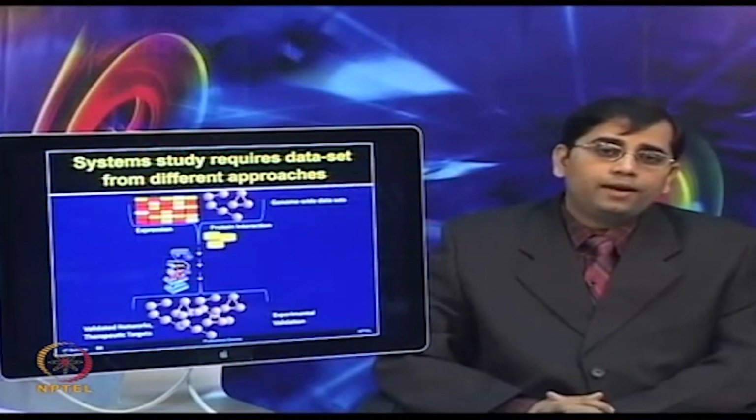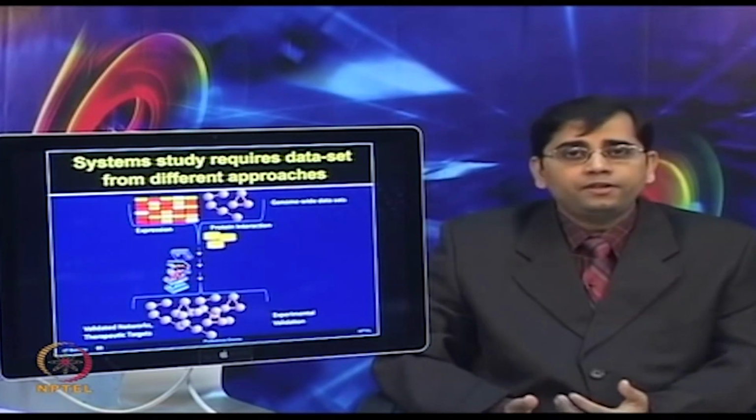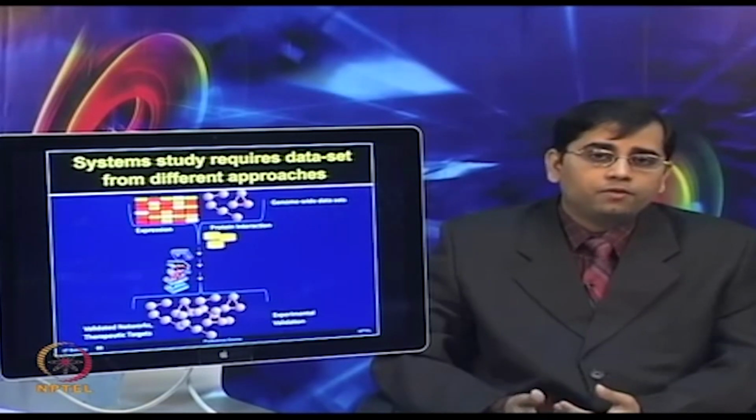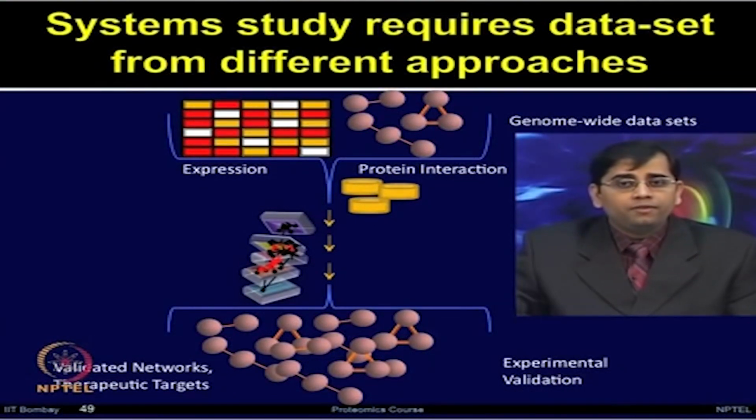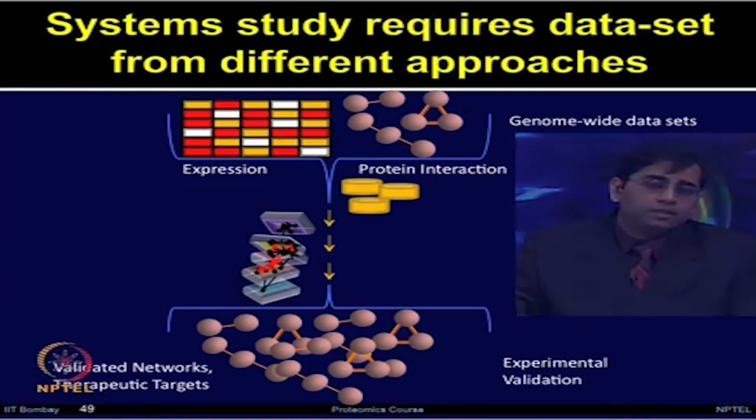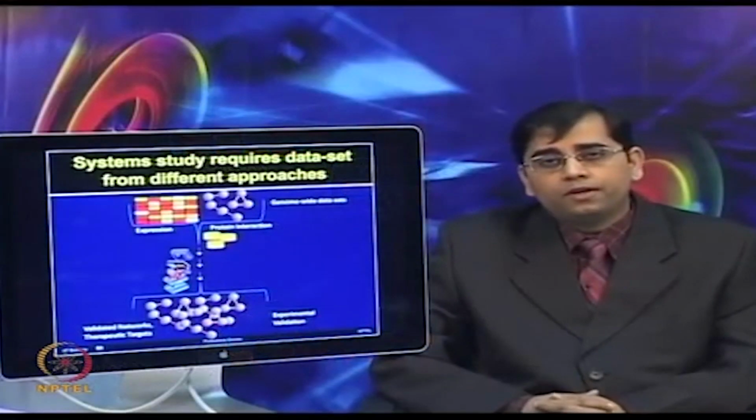The system study requires obtaining data sets from different approaches and analyzing them. For example, as shown in the slide, the genome wide data sets can be derived at the genome level and looking at the expression of the different transcripts, or at the proteome level looking at different types of protein interactions. These data sets can be stored in the clinical databases, and also can be mined from the literature by manual curation. Then integration of the orthogonal data sets further can be used for validating the networks and identifying therapeutic targets. Further, it can be used for experimental validation.